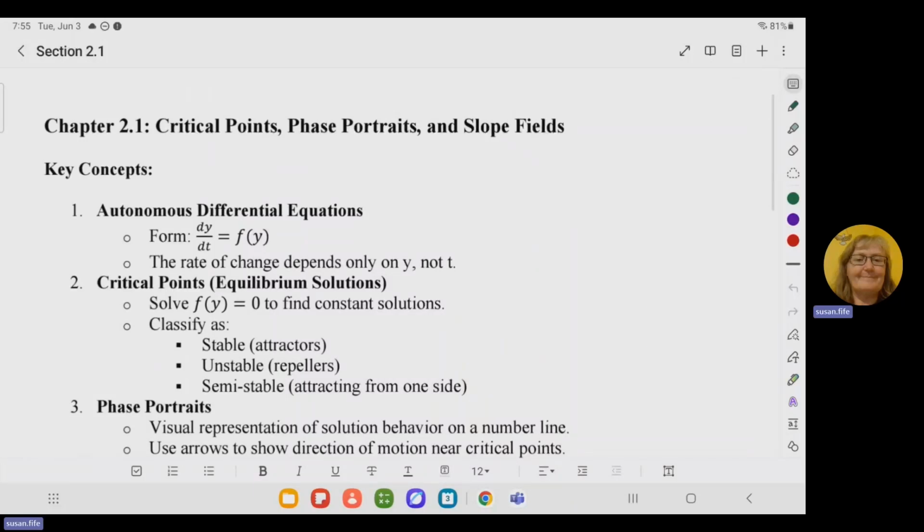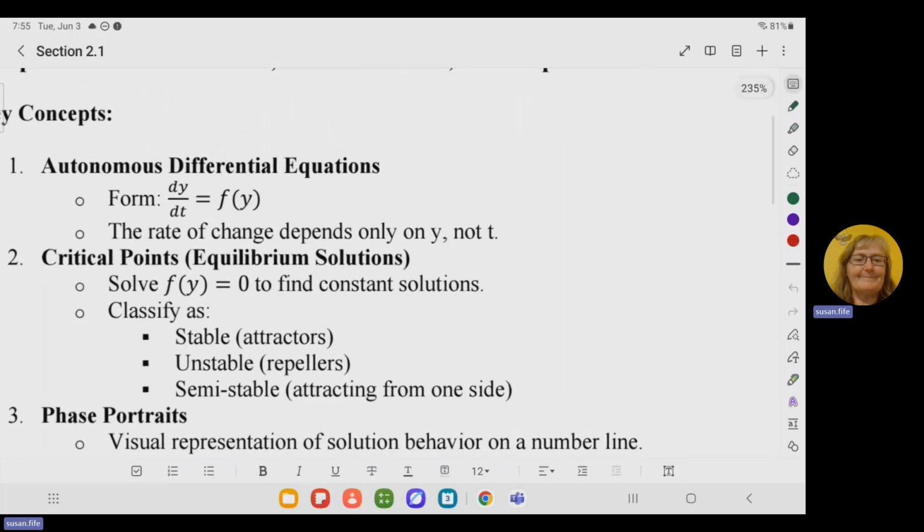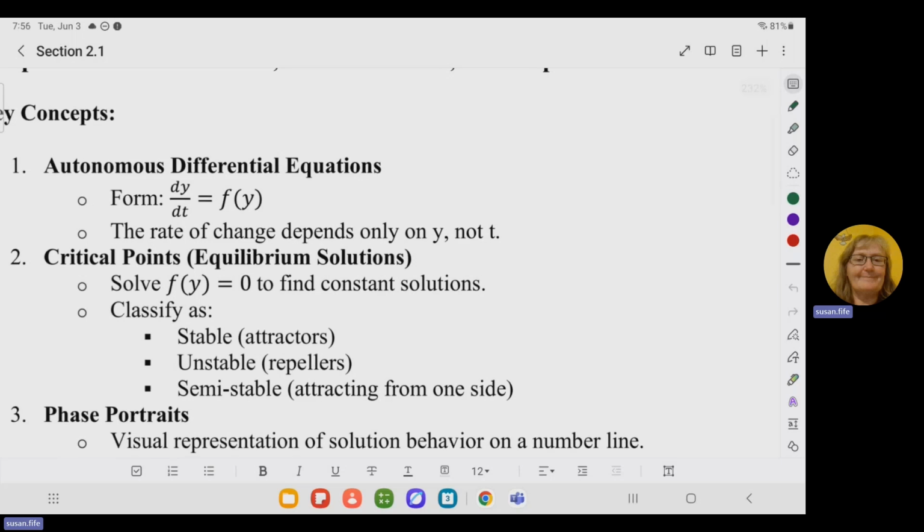Okay, for chapter 2, I'll do the videos so that we're looking at separate sections. We'll start with 2.1. 2.1 is critical points, phase portraits, and slope fields. This is using first order differential equations to get a picture of what the solution to the differential equation looks like. So our key concepts are the term autonomous differential equation.